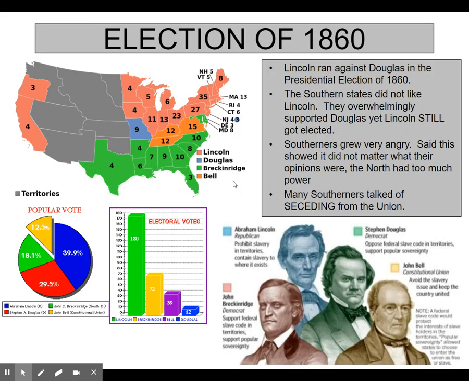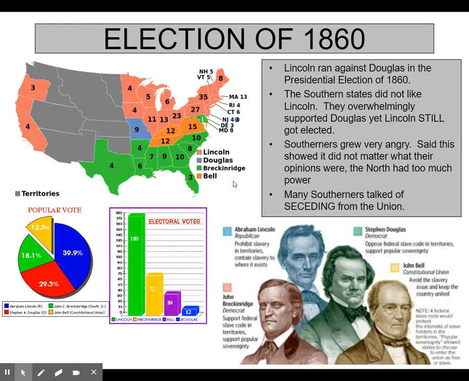So the election of 1860 was really the last final straw that broke the camel's back. It was the last nail in the coffin. And after Lincoln won the election of 1860, the South seceded. So Lincoln ran against Douglas in the presidential election of 1860. The Southern states didn't like Lincoln. They knew his stance on slavery. They really didn't feel that he represented their best interests.